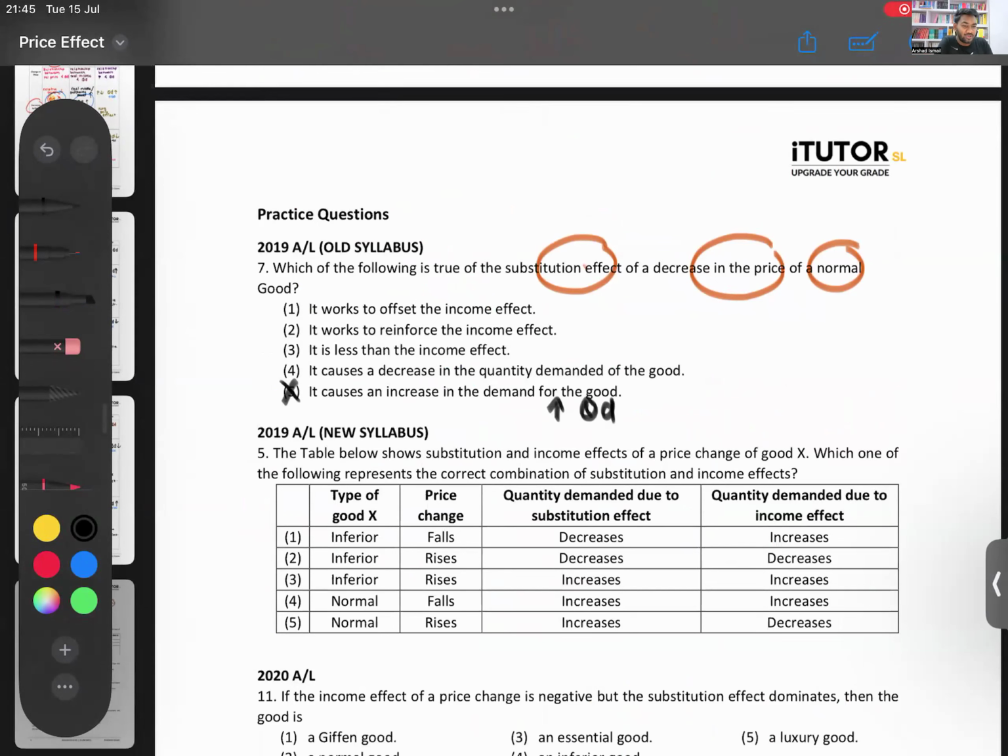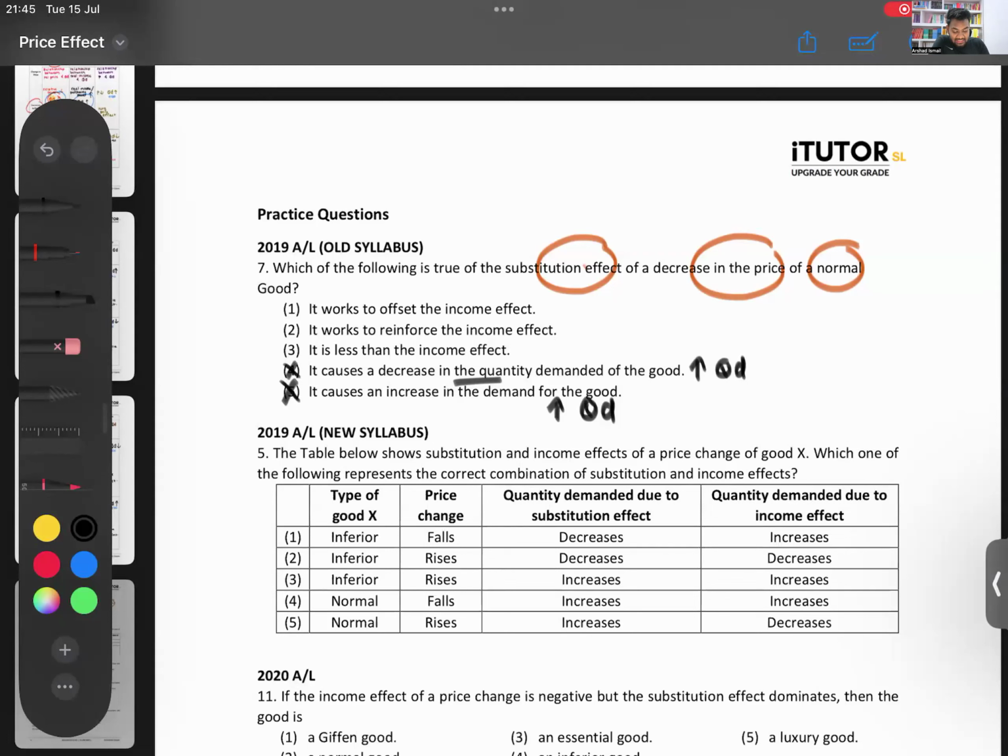Then the fourth one is also wrong. Substitution effect when there is a decrease in price: there will not be a decrease in the quantity demanded. There is an increase in the quantity demanded. So 5 and 4, I cut off.